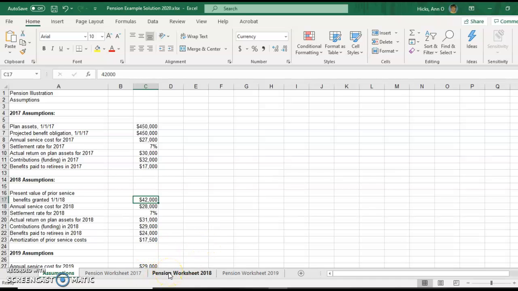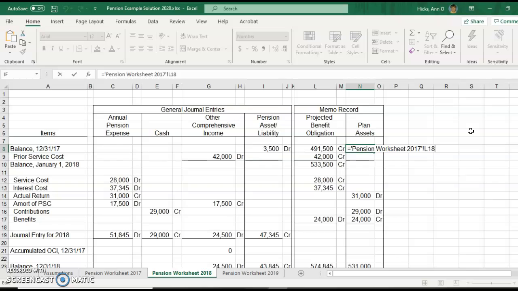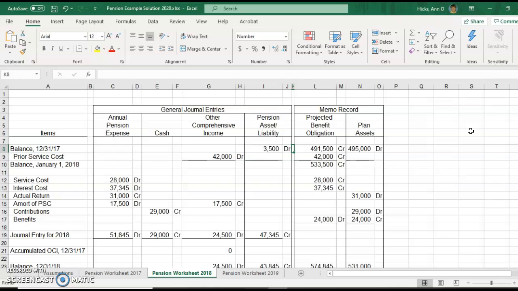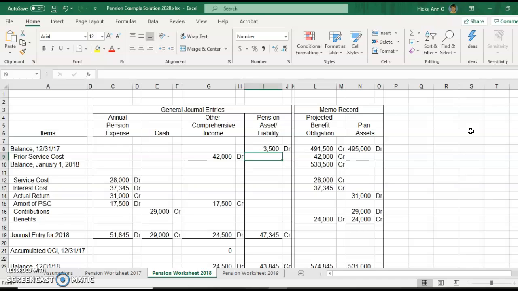So let's go to the 2018 pension worksheet. You will notice that we start out with the beginning balances from the previous year. And so the plan assets represent what we ended 2017 with, as does the projected benefit obligation, as does the pension asset liability. Okay, the first thing we're going to do is adjust that beginning balance for the prior service costs that we computed. And that's going to increase our projected benefit obligation, because those are additional amounts that we are technically liable for.